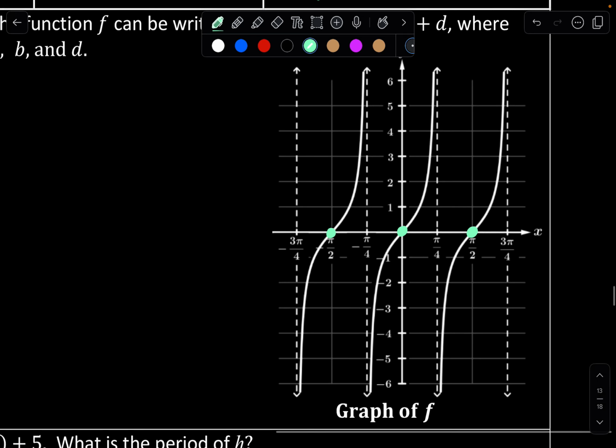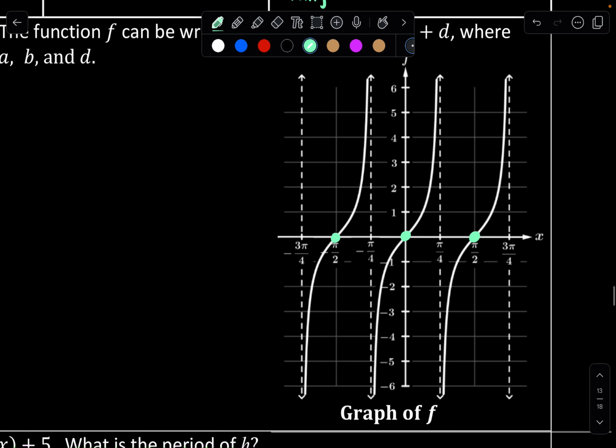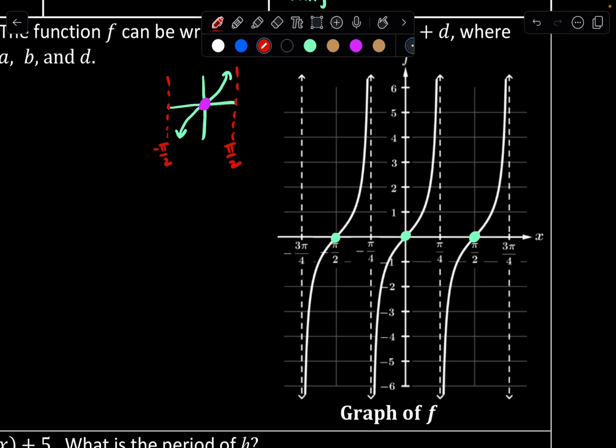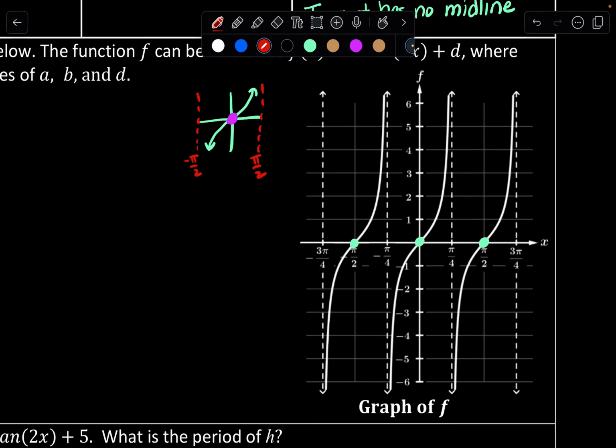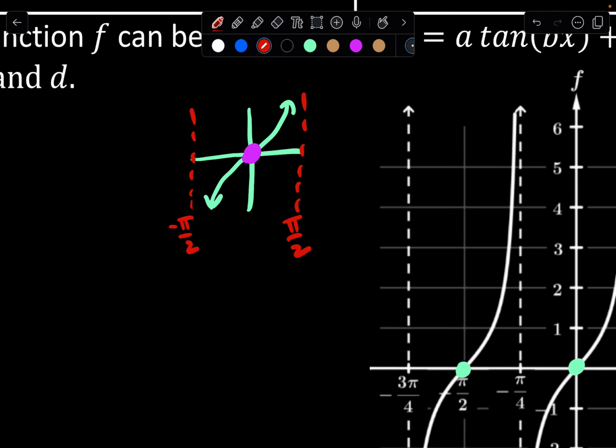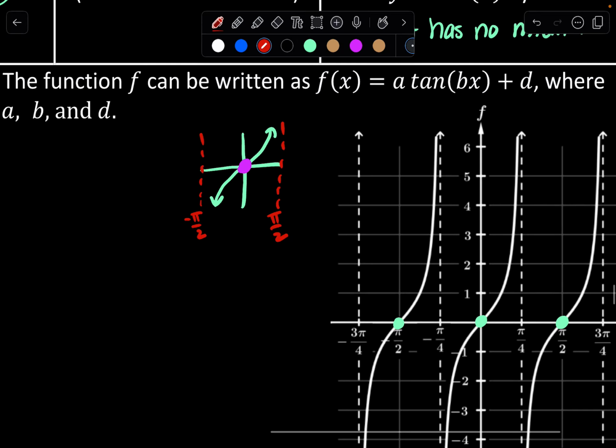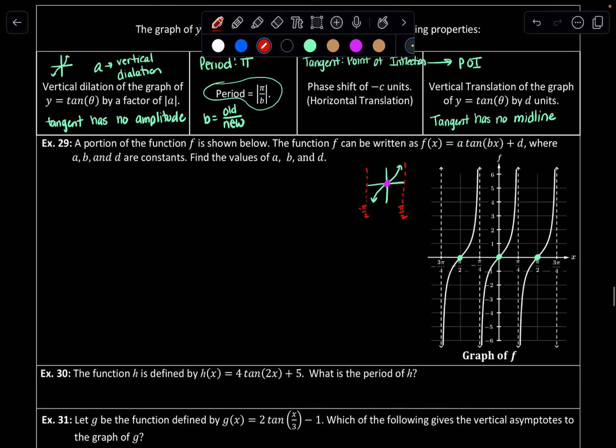So the parent function for tangent looks like this. It's going to increase and it's passing through the origin. And then we have our two vertical asymptotes at negative pi over 2 and positive pi over 2. So again, you have to know your parent functions. You need to know their attributes, you need to know what they look like, and you need to know their trends so that when we transform them, you're able to see them clearly. So we'll have A, we'll have B, and we will have D.